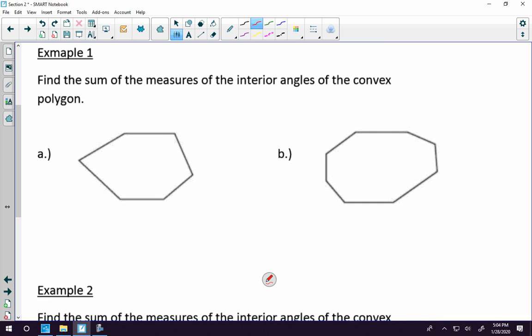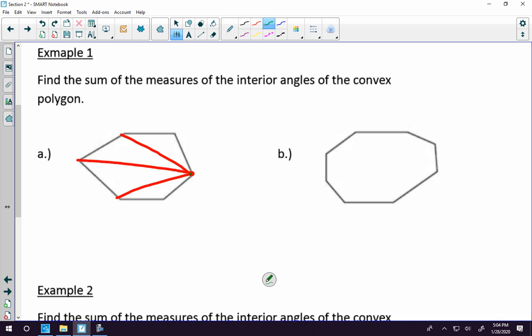Okay, let's do some more examples. Example 1, find the sum of the measures of the interior angles of the convex polygon. Let's look at letter A. Well, how many sides does it have? 1, 2, 3, 4, 5, 6 sides. Okay, so we can take the traditional route. Start at any vertex. Doesn't matter which one. Start creating triangles.